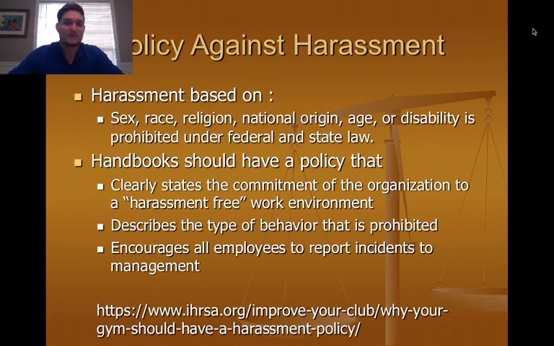It describes the types of behaviors that are prohibited, because it doesn't need to be, again, physical. It can be sexual harassment, or it can just be saying certain things to others. So that needs to be clearly laid out within that policy handbook, and it encourages all employees to report incidents to management. You need to lay out, okay, if there is harassment going on, what are the steps that are taken to handle it? And I have attached a link down below from IHRSA, which goes over why it's important to have these harassment policies and different steps that you should take.